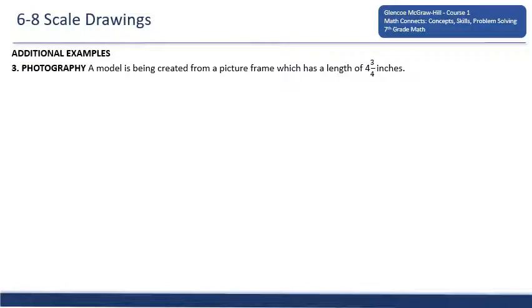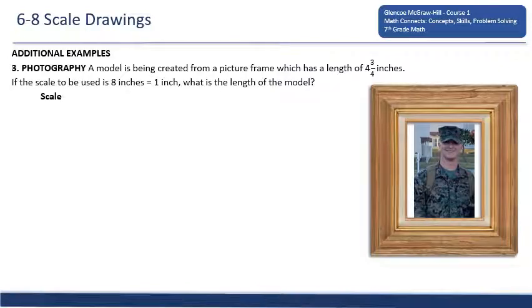Additional examples, number 3, photography. A model is being created from a picture frame which has a length of 4 3/4 inches. If the scale to be used is 8 inches equals 1 inch, what is the length of the model? So the scale is 8 inches over 1 inch. And the length is A inches. We're going to use A as the variable over 4 3/4 inches.